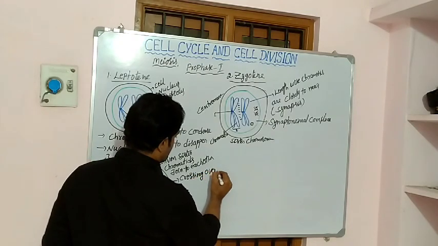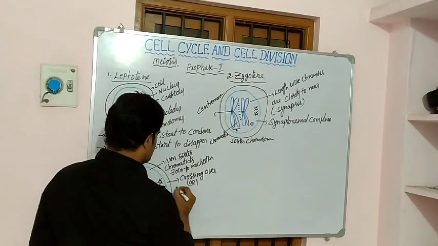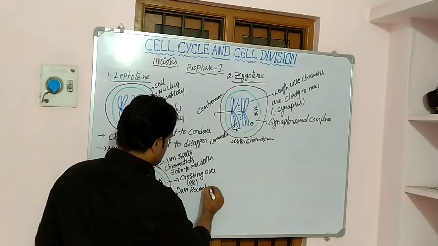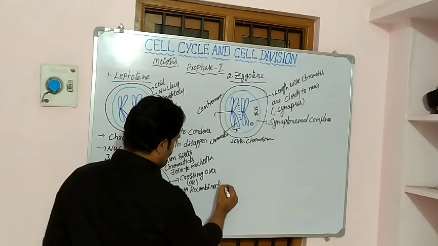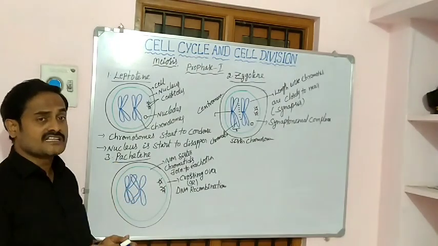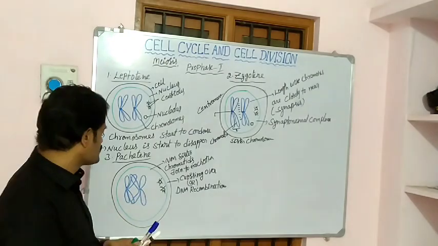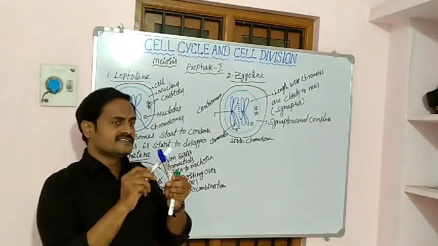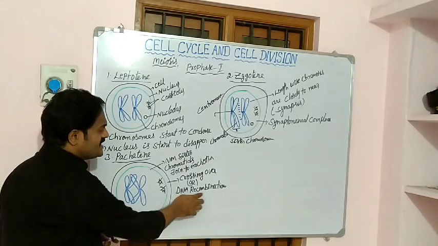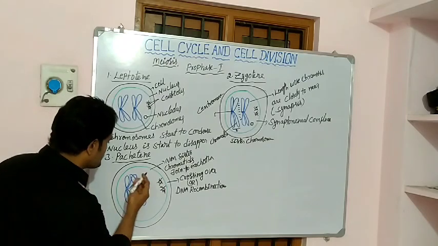Crossing over is also called DNA recombination. So what will happen here? One chromosome's DNA is transferred to another chromosome's DNA. That means two non-sister chromosomes are joined to each other, and this is called crossing over. In this crossing over, what will happen? DNA recombination. So one chromosome's DNA is transferred to the other chromosome.